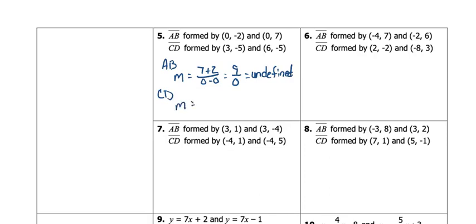So let's check out CD. The slope here would be negative 5 minus negative 5, so it'd be negative 5 plus 5. In my denominator, I have 6 minus 3. Simplify, negative 5 plus 5 is 0, and 6 minus 3 is 3. Now 0 divided by 3 I can absolutely do, and my slope here is 0. Now I have an undefined, so I have a vertical line. I have a 0, so I have a horizontal line. Therefore, I have perpendicular lines.